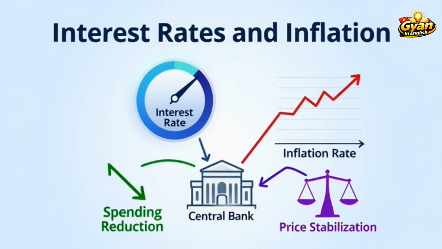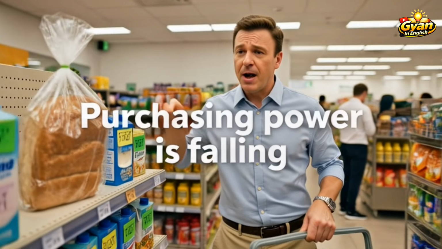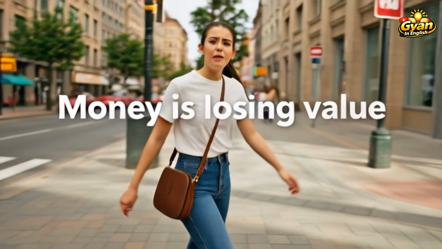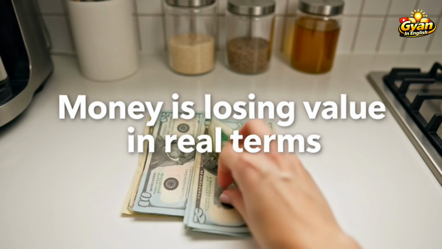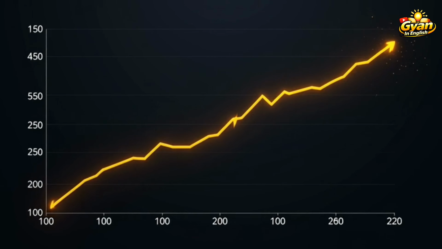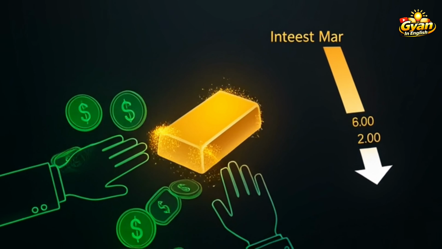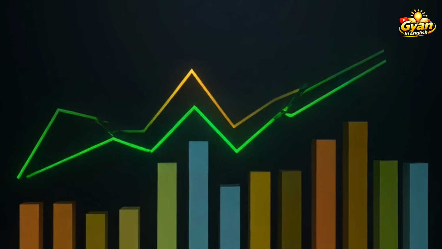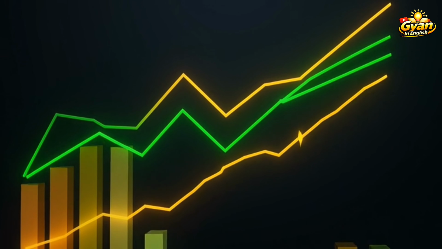So even with high interest rates, purchasing power is falling. Money is losing value in real terms. In such situations, gold becomes attractive as a store of value. This is why gold can rise even when interest rates are high. I hope this example makes sense. In the next chapter, we will understand why gold often moves before rate cuts actually happen.